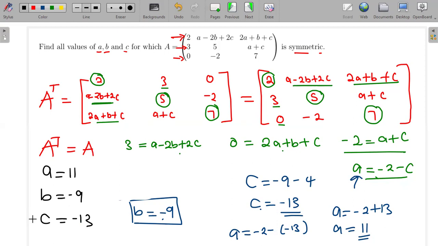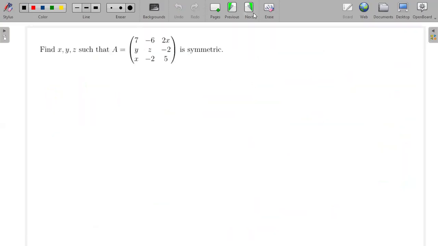Any questions there on how we've used the concept of symmetric matrix to find the values of A, B, and C? Okay, so if there are no questions, we'll move on to the next one.